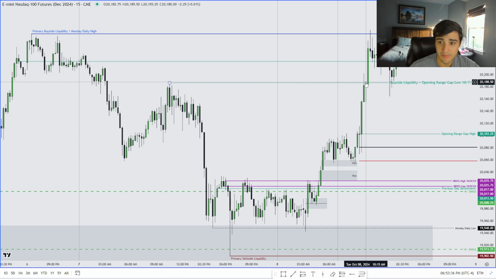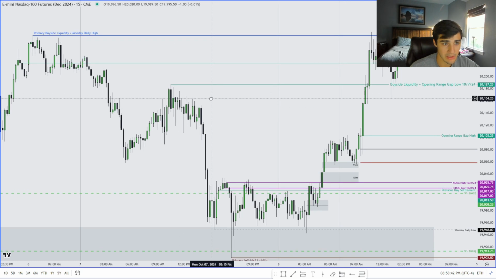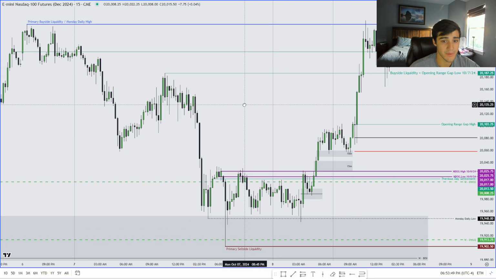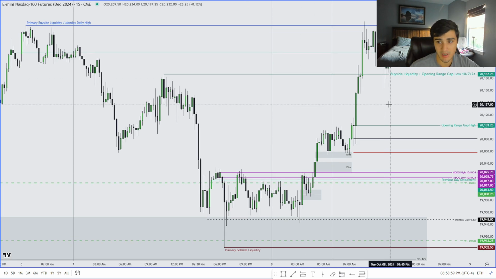Look how it literally jumped right for it, right? So not only do we have a lot of relative equal highs, engineering buy side liquidity above here and here, but we also have that opening range gap that was left unfilled from the previous day's session. So that's going to act like a magnet to price as well as the buy side liquidity. So it's a really, really strong draw when you have relative equal highs and the opening range gap that is left unfilled.